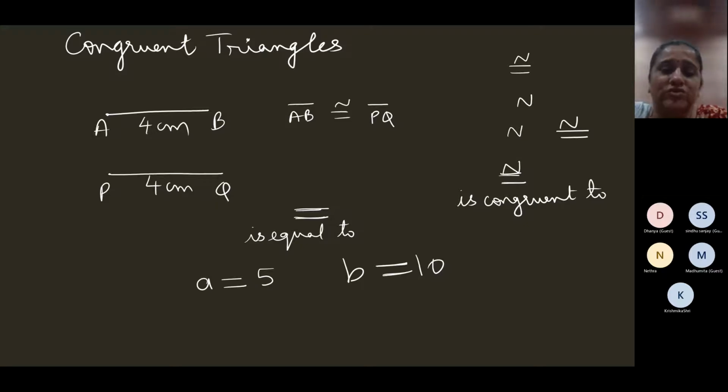The length of AB is 4 centimeters. The length of PQ is also 4 centimeters. So we say that the line segment AB is identical to the line segment PQ, which means they're congruent to each other.